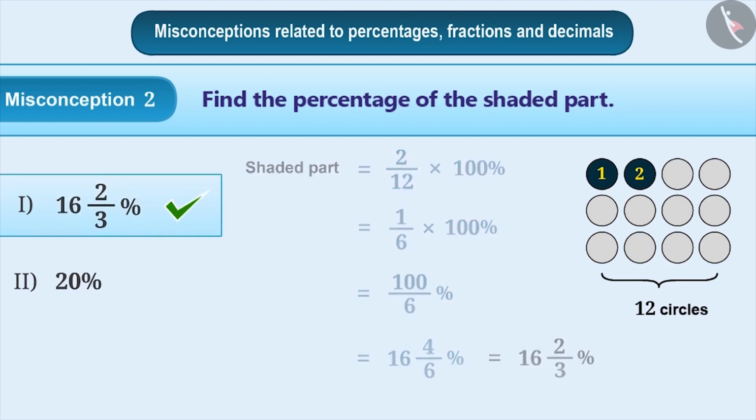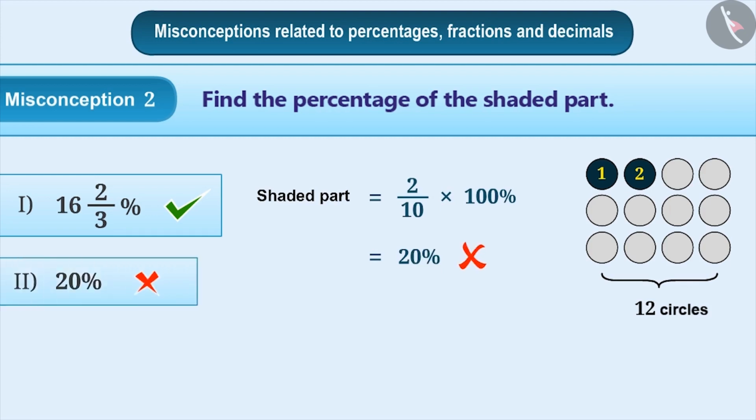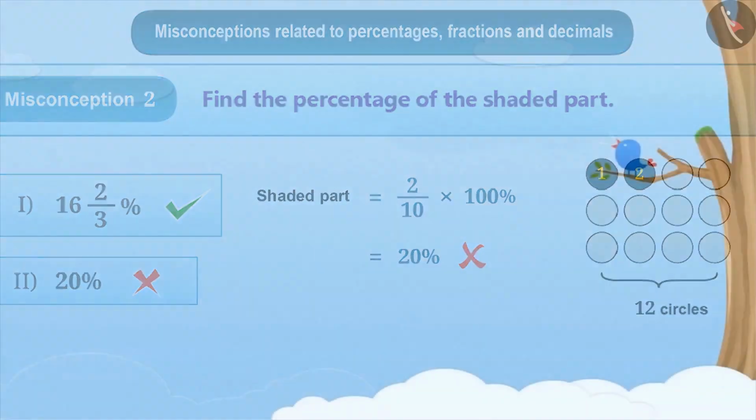Sometimes, while finding percent, students consider the shaded part as the numerator and the part which is not shaded as the denominator. By doing so, they write the fraction for the shaded part as 2 by 10. Then, they convert it into percentage by multiplying it with 100, due to which the result obtained will be 20%, which is incorrect. Therefore, option 2 is incorrect.